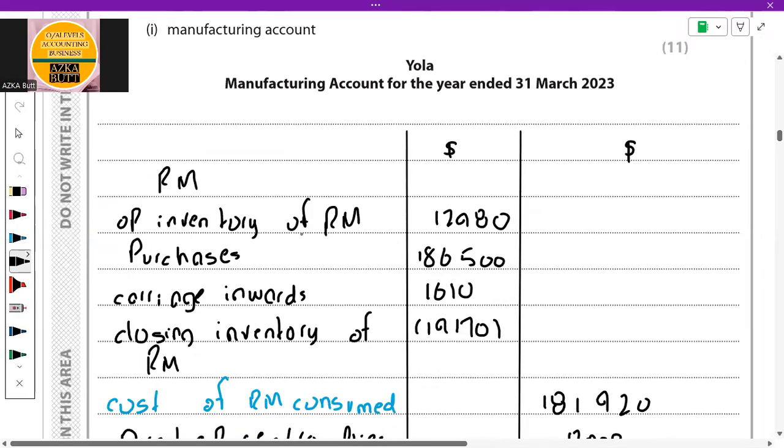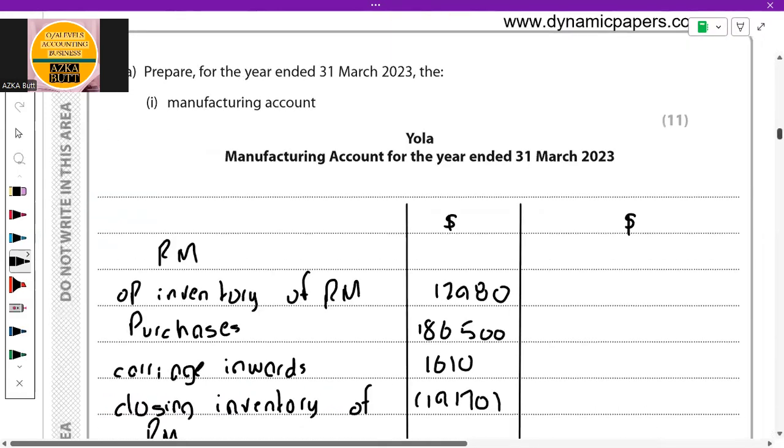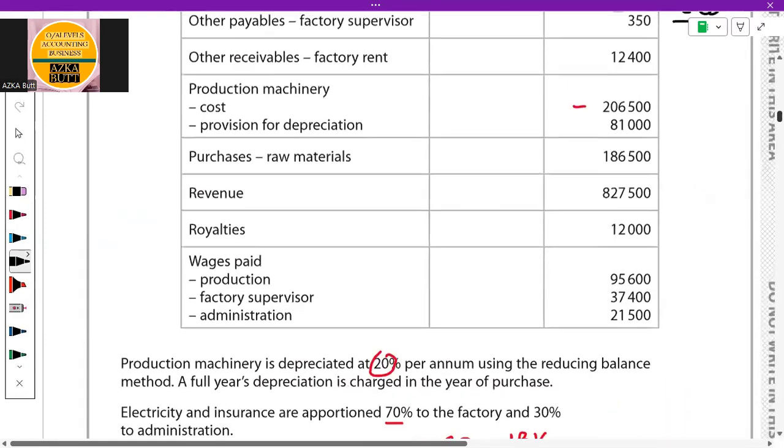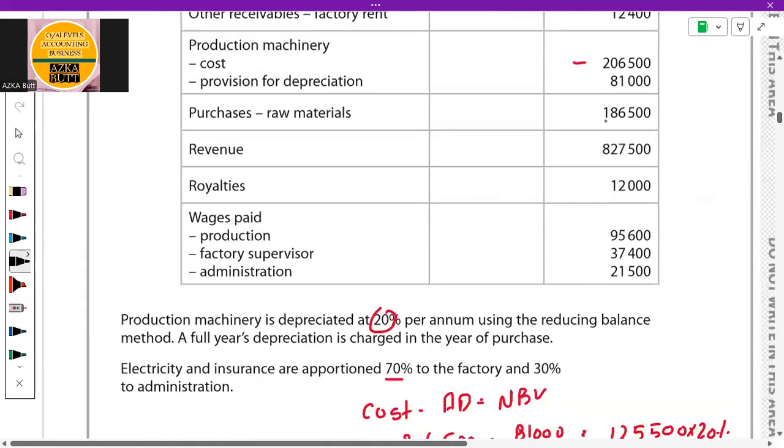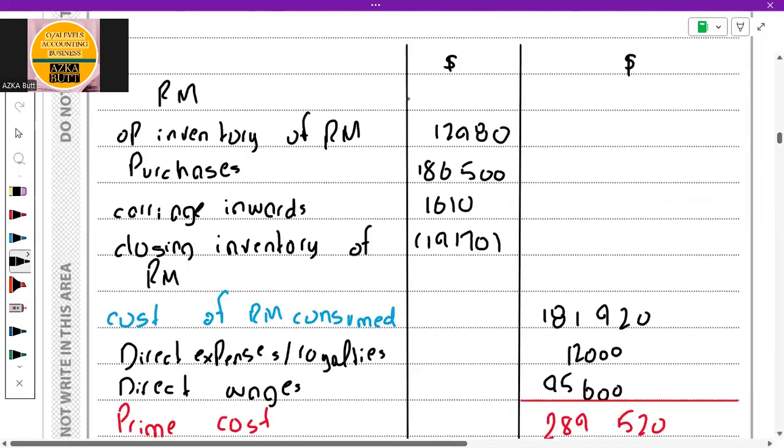Okay. So opening inventory and purchases. If you see, the purchases for the raw materials, so this is the purchase for raw material, which is 186,500. So this is the purchases.